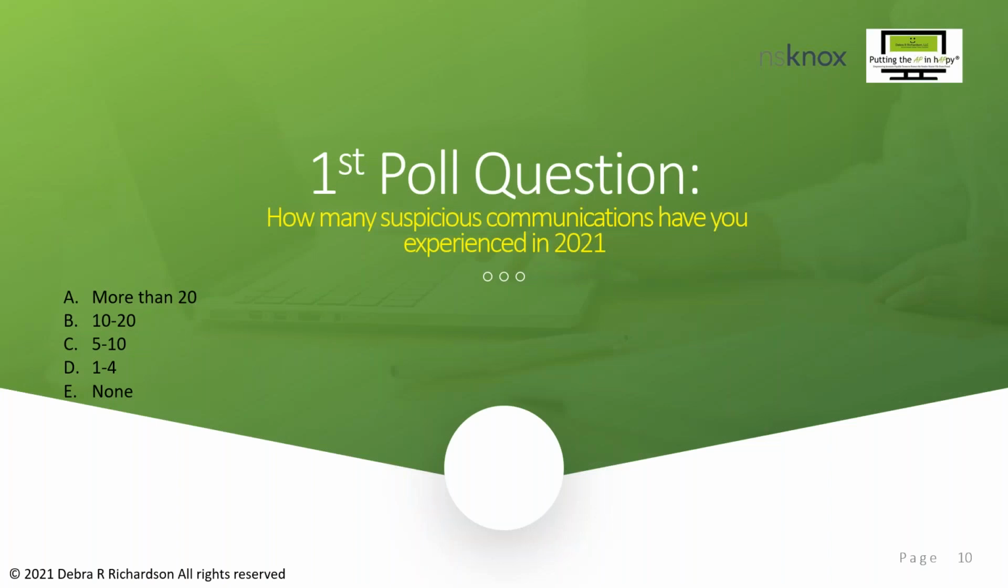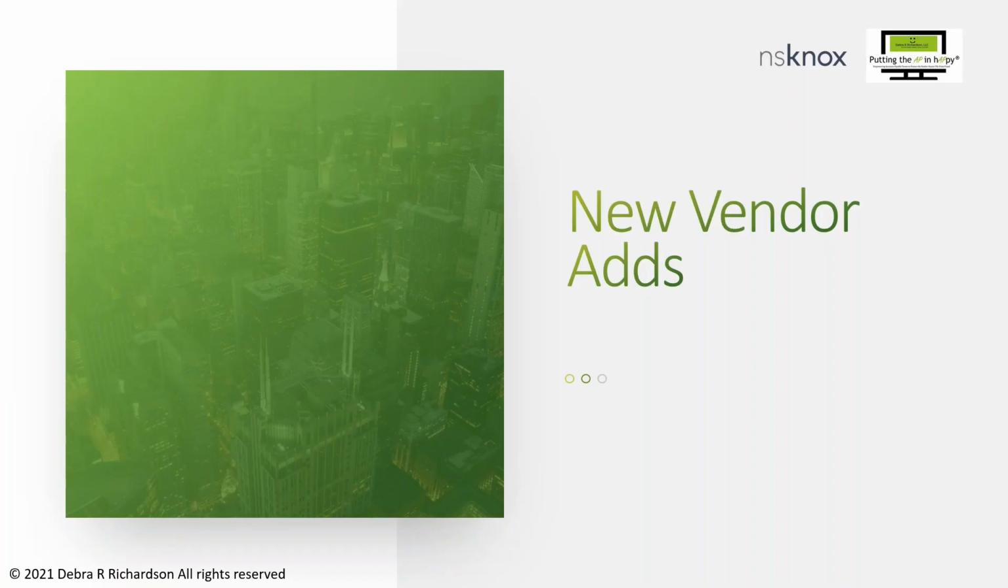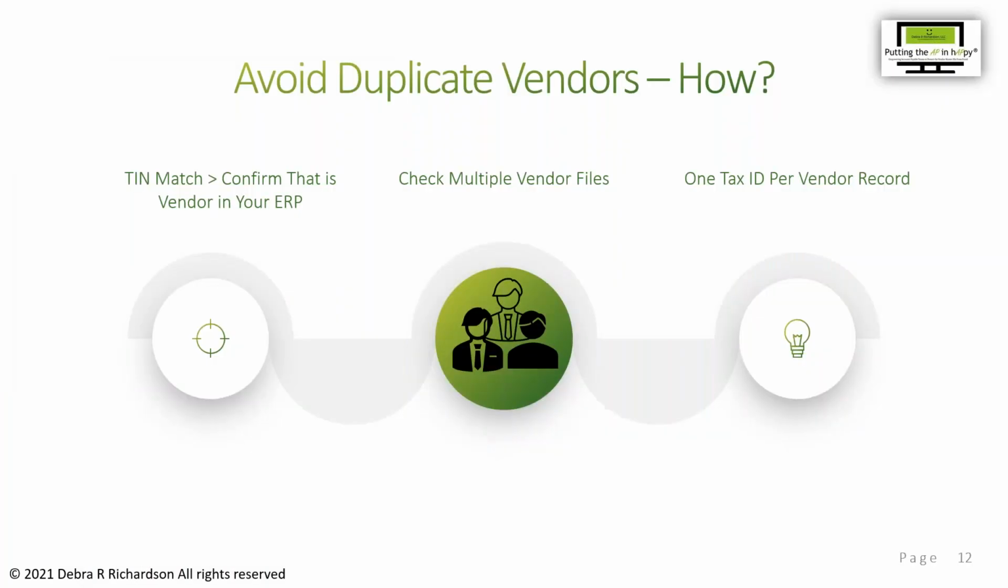The first set, which relate to new vendor adds. All right, so with new vendor adds, I'm going to start with the first obvious one, and that is avoiding duplicate vendors. Duplicate vendors can be an indicator of fraud, and they can result in duplicate payments. Now, in my experience with vendor master files, which is just a collection of vendor records, at any given time, there are at least 5% of duplicates.